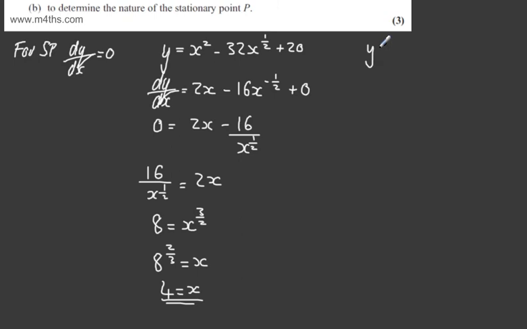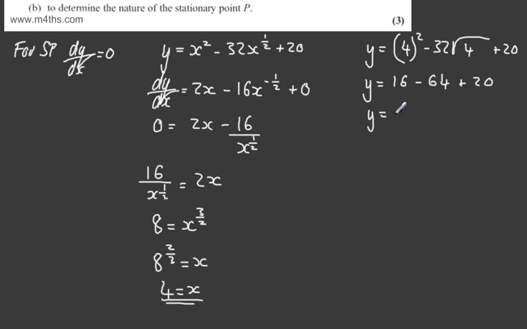So we can say that y is equal to 4 squared. Then we're going to have now minus 32, the root of 4 plus 20. So this gives me that y is equal to 16, the root of 4 is 2, minus 32 times by 2 is going to give me minus 64, plus now the 20. This is going to leave me that y is going to be minus 28. So we can write that P has the coordinates 4, minus 28. So first part done for 6 marks.